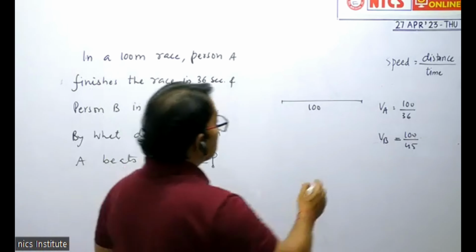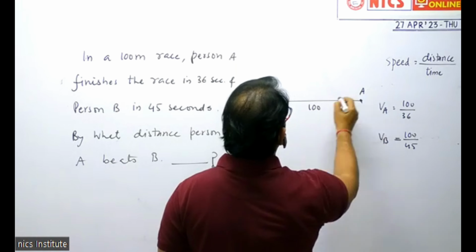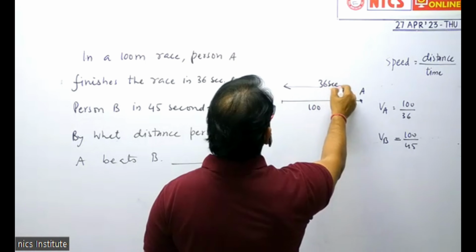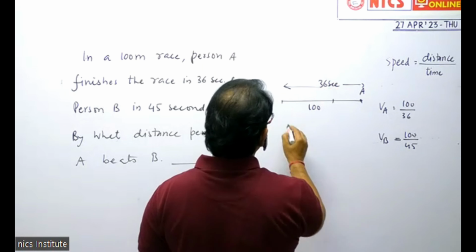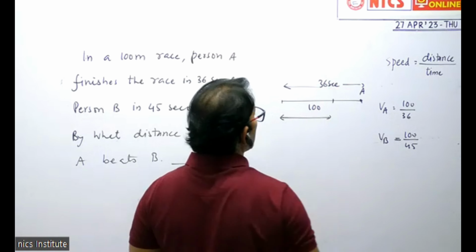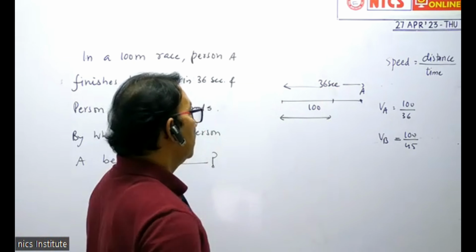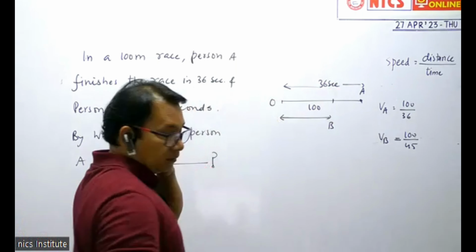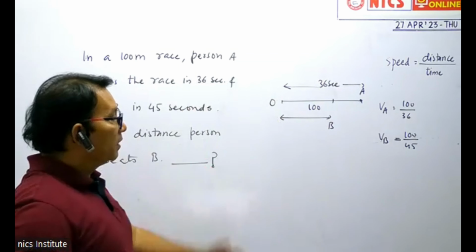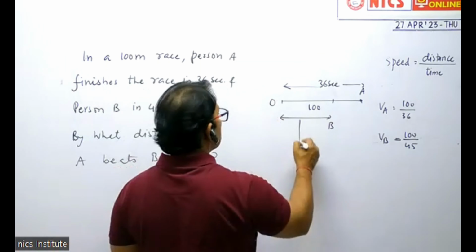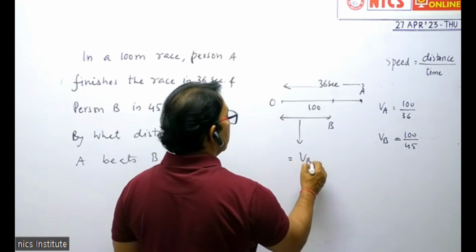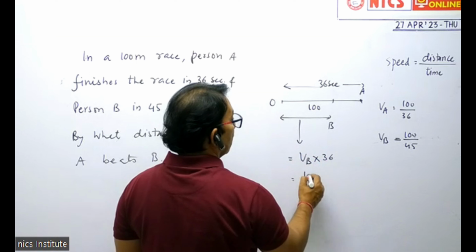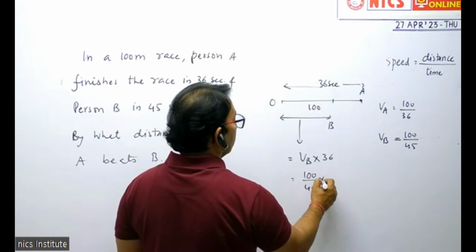Now, when A has reached over here in 36 seconds, because A will take 36 seconds to finish the race, we need to basically find out how much distance will be traveled by B. B would be somewhere here. This is always the starting point. So in 36 seconds, how much will be the distance covered by B? This distance covered by B would be simply the speed of B into the time, which is 36 seconds. So this would be 100 divided by 45 into 36.